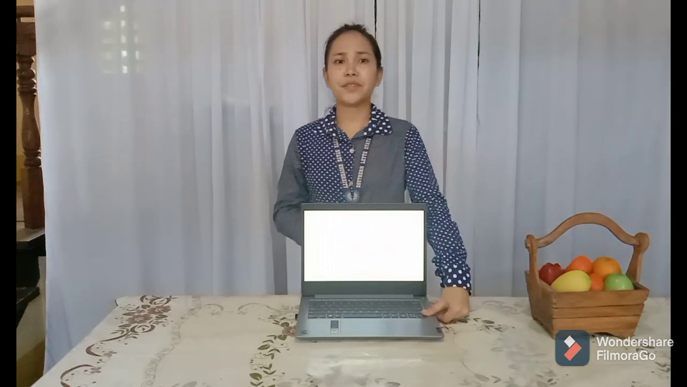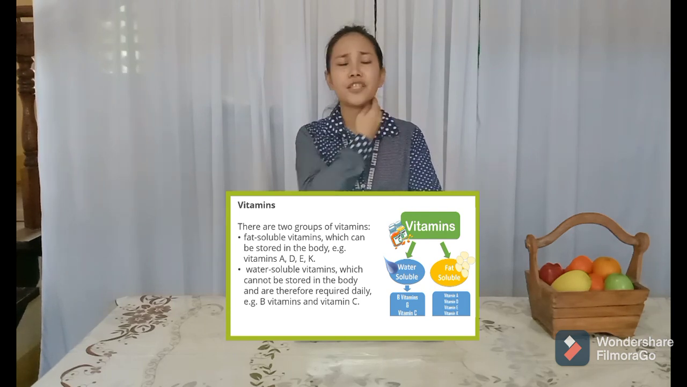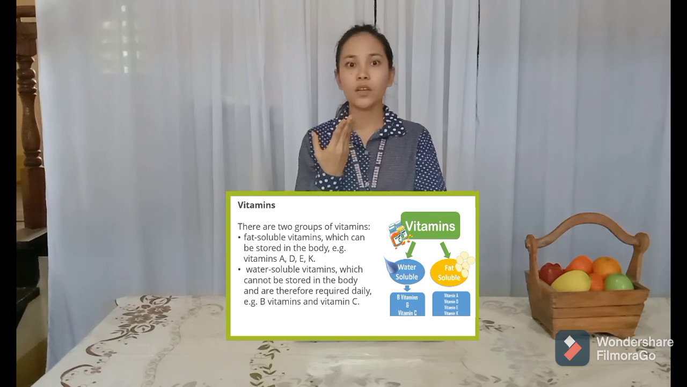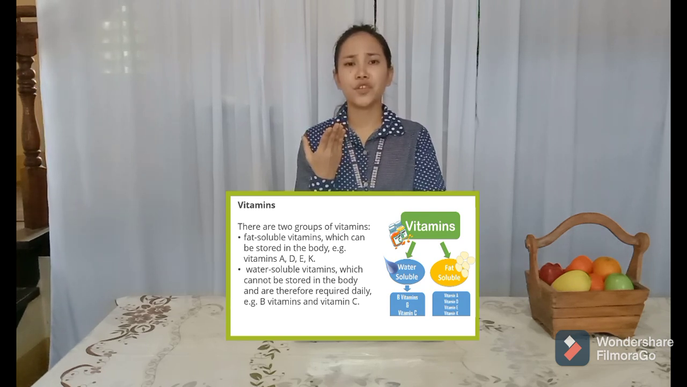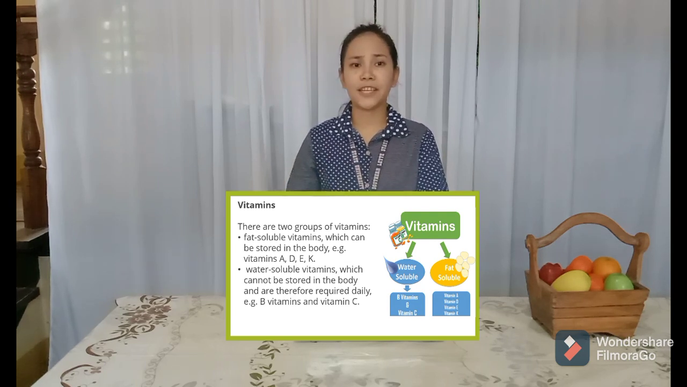So we have the vitamins. These vitamins are very important because they provide us a strong immune system, so we do not get sick easily, and we can fight the bacteria that enter our body.